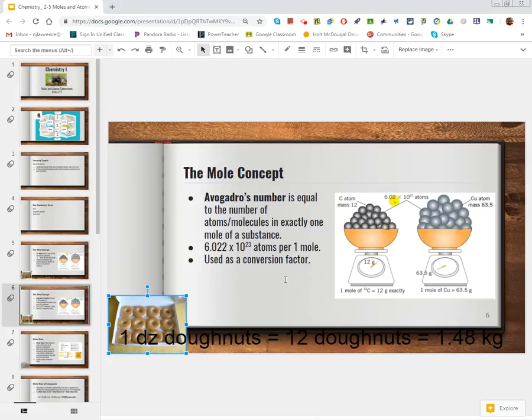A mole of anything is exactly 6.022 times 10 to the 23 things. Since we're talking about atoms, we're going to say 6.022 times 10 to the 23 atoms is 1 mole of carbon. But then also you're going to see that that 1 mole has a mass of 12 grams. Same thing for copper. 6.022 times 10 to the 23 atoms of copper equals 1 mole of copper. And that 1 mole of copper is going to equal 63.5 grams, which again, you find these numbers off the periodic table. The masses come off the periodic table.